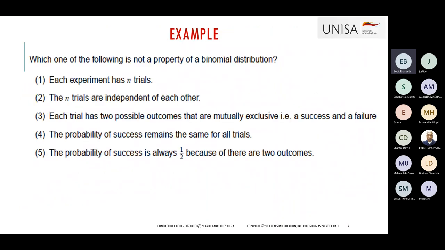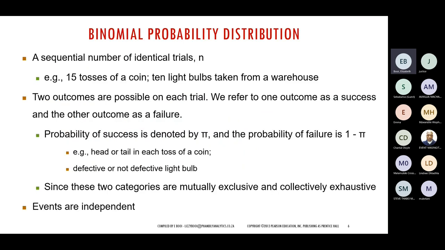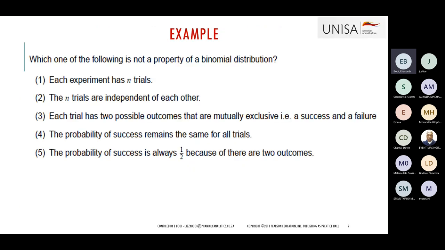You do get questions in your assignment that ask you about basic properties of a binomial distribution. You should be able to learn and know those, because I've just given you everything you need to know about binomial. Those are your properties of a binomial distribution. And if they ask you a question like this, it refers to the statement that we just went through. So let's see if we can answer this question. Which one of the following is not a property of a binomial distribution? Number one, is that true or false?